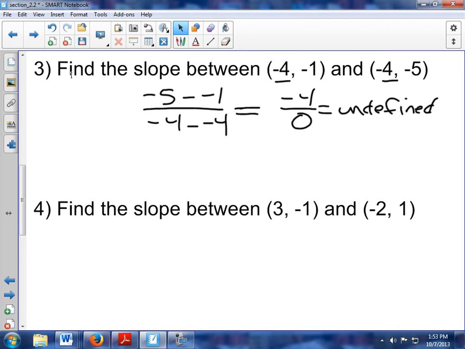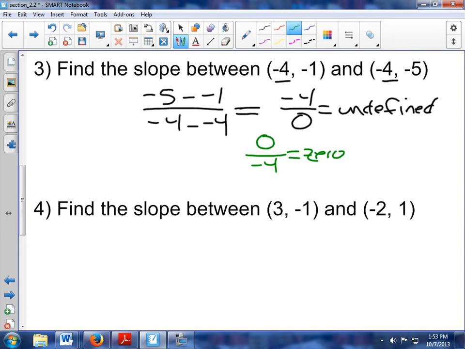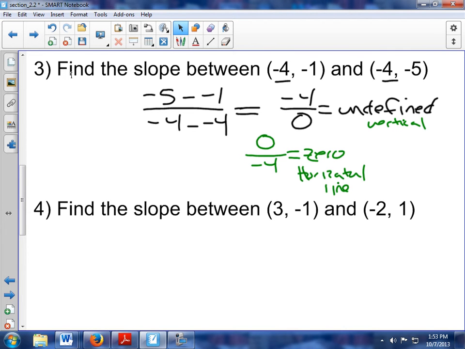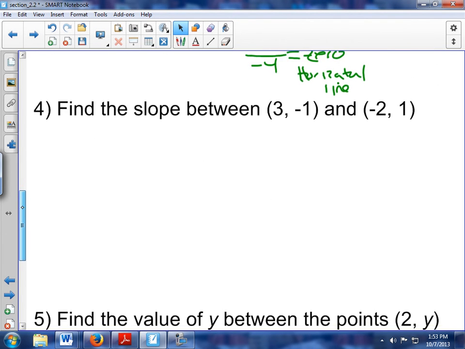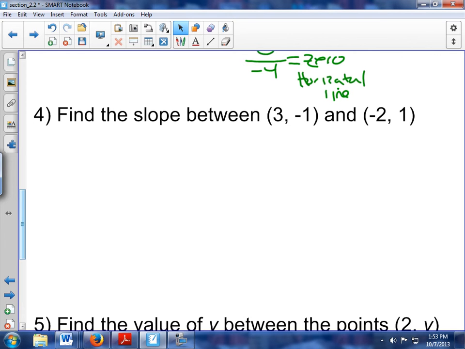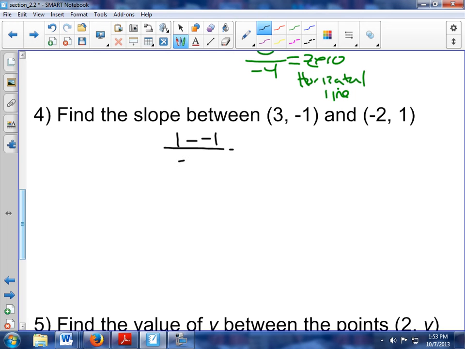Now, in green, because it has nothing to do with this problem, if it was flipped like this, what would the slope be? 0. This would be 0, okay, horizontal line. This one is vertical. Okay, any troubles on number 4? This one was 1 minus a minus 1, negative 2 minus a 3, which is equal to 2 over.